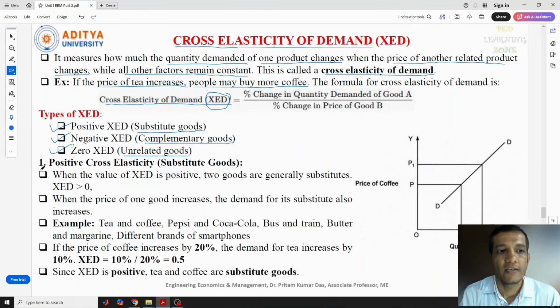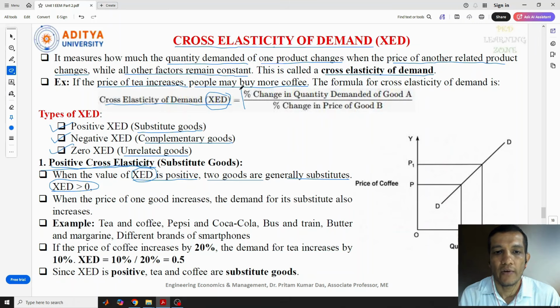The first one is the positive cross elasticity, or positive XED. When the value of XED is positive, we can say two goods are generally substitutes. That means we need to calculate the value of XED, and if it is positive, it comes under positive cross elasticity. So in this case, XED is greater than 0. How do we calculate this value?